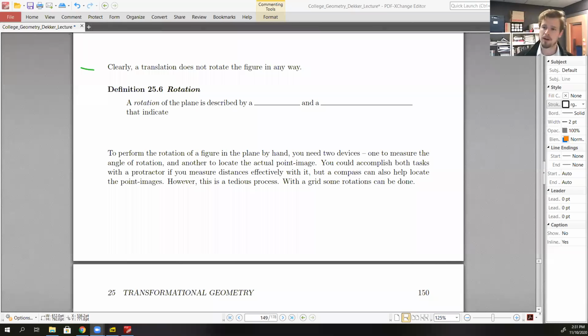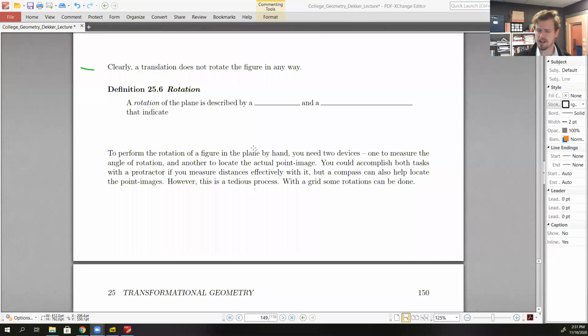Welcome back to geometry. We want to take a look at section 25. We've already talked a little bit about it, of course, and we've looked at transformations, and we've looked at isometries, or what these things are, and then we also looked at translations, one example of an isometry. And we'd like to continue looking at our examples of isometries by looking at rotations.